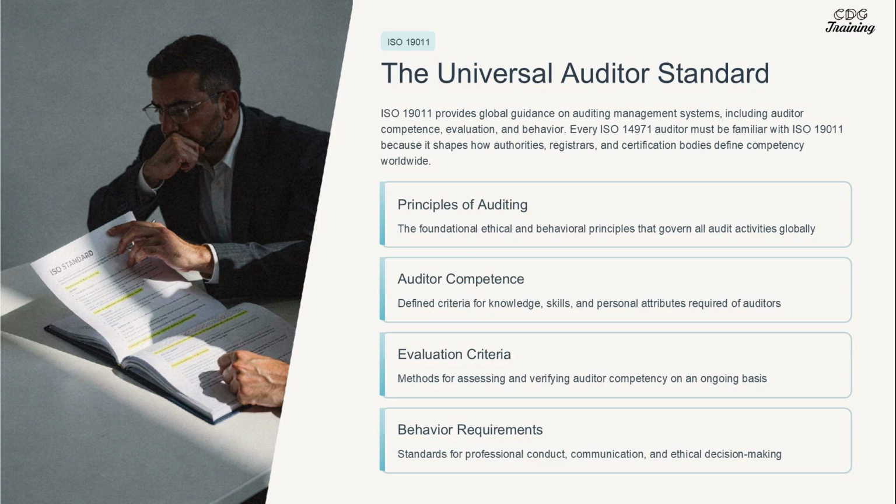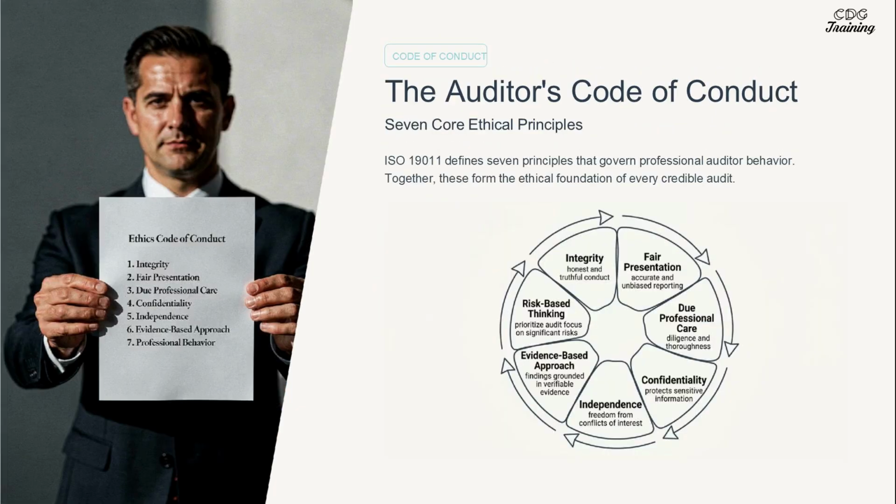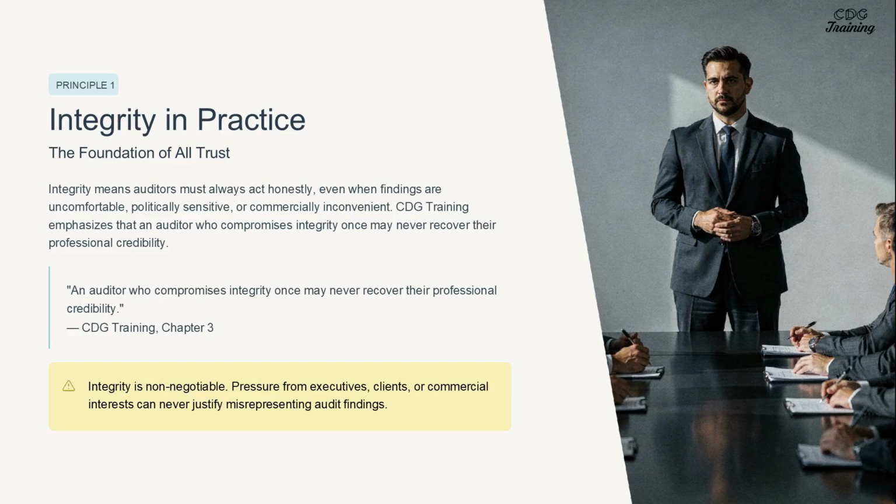ISO 19011 provides global guidance on auditing management systems, including auditor competence and evaluation. Every ISO 14971 auditor must be familiar with these standards to ensure effective auditing. ISO 19011 defines 7 principles that govern professional auditor behavior. These principles form the ethical foundation of every credible audit. Integrity means auditors must act honestly, even when findings are uncomfortable or inconvenient. Compromising integrity can lead to a loss of professional credibility.